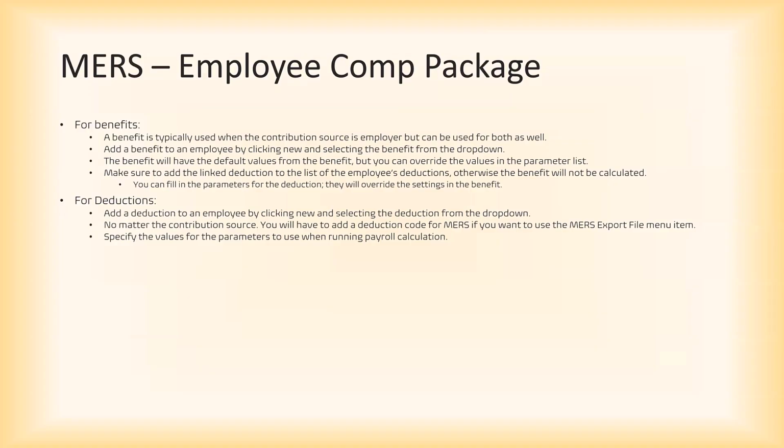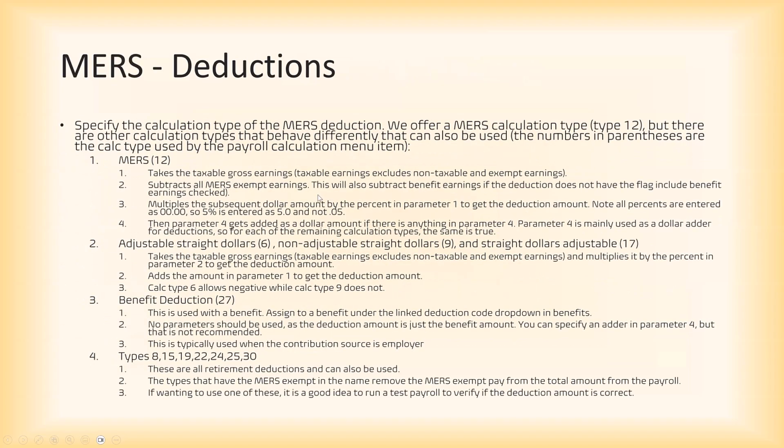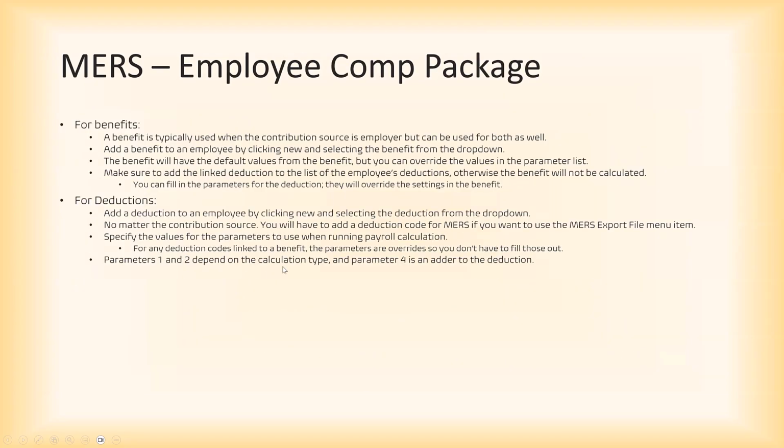I'd have to look at the previous list for exactly what parameters, but typically if you're using Calc 12, scroll back slightly: param 1 is a percent if you're using 12. For all the other calc types, param 2 is a percent and param 1 is just a straight dollar amount. Params 1 and 2 depend on the calc type. And param 4 is an adder.